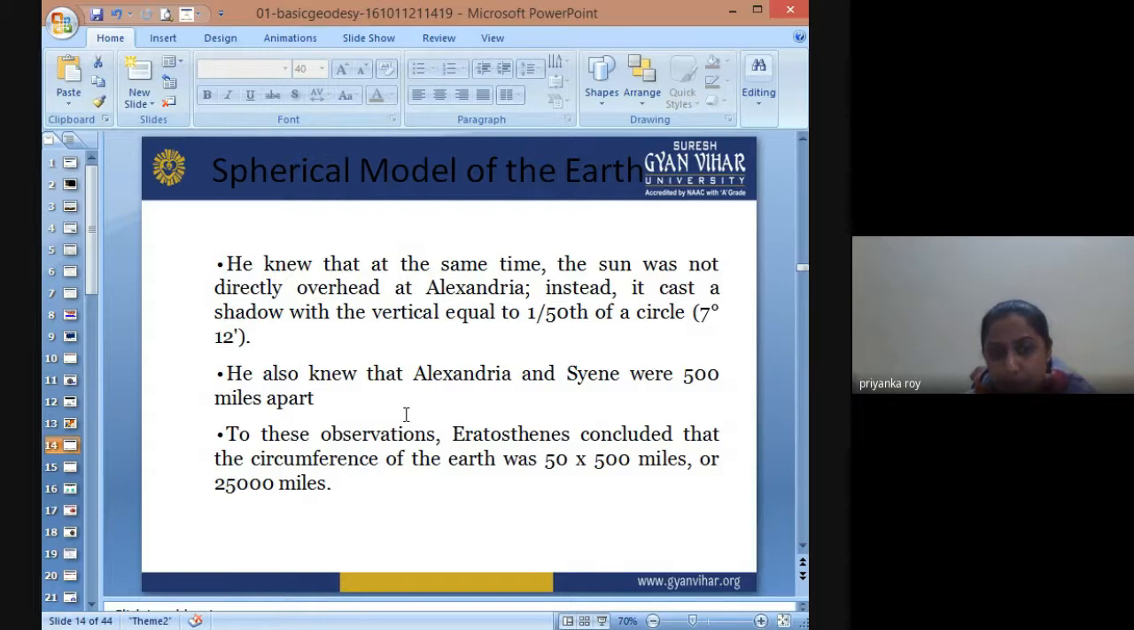From this observation, Eratosthenes concluded that the circumference of the Earth was 50 times 500 miles, which comes out to 25,000 miles. So he calculated the circumference of the Earth by observing the angle of the sun's rays, and that's how he arrived at this approximate circumference.